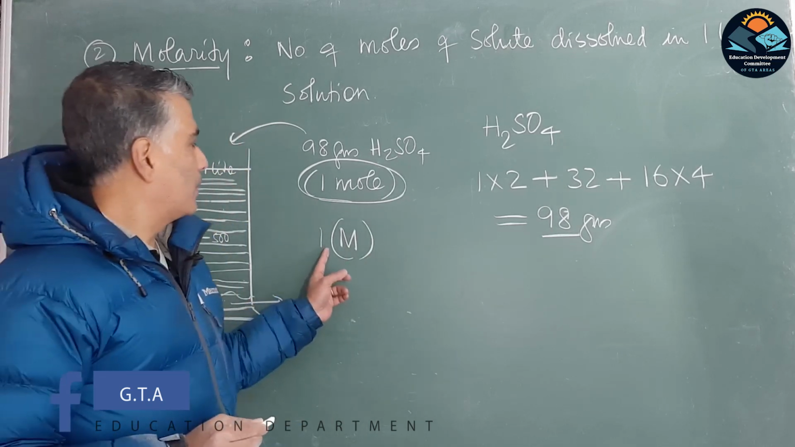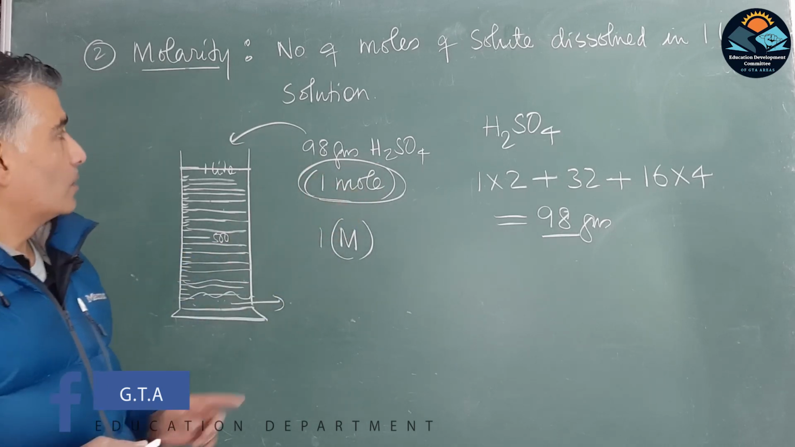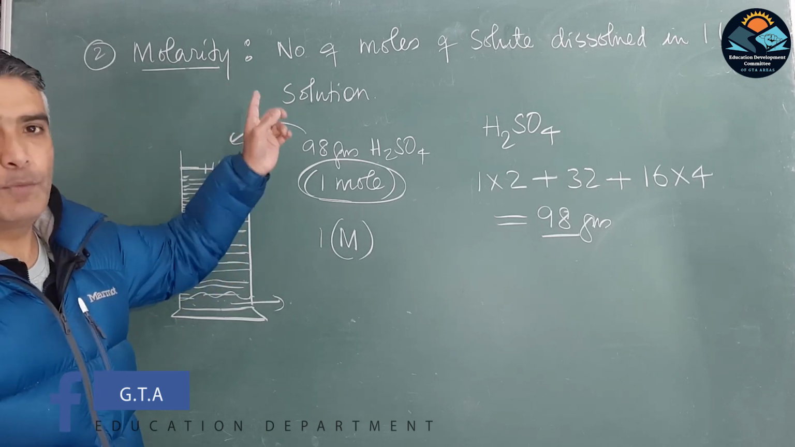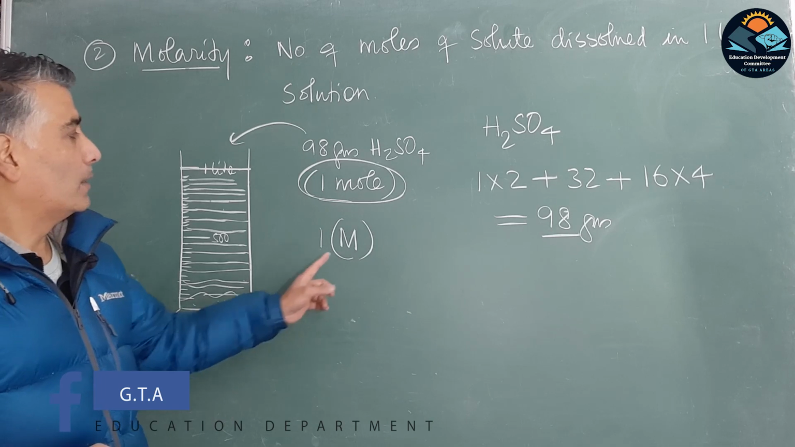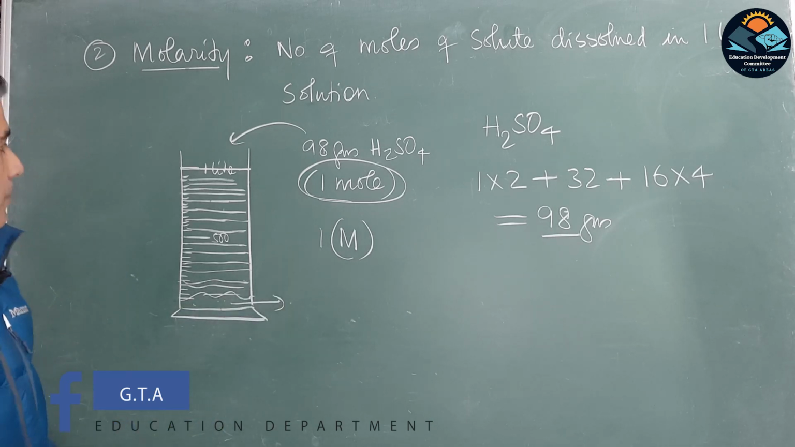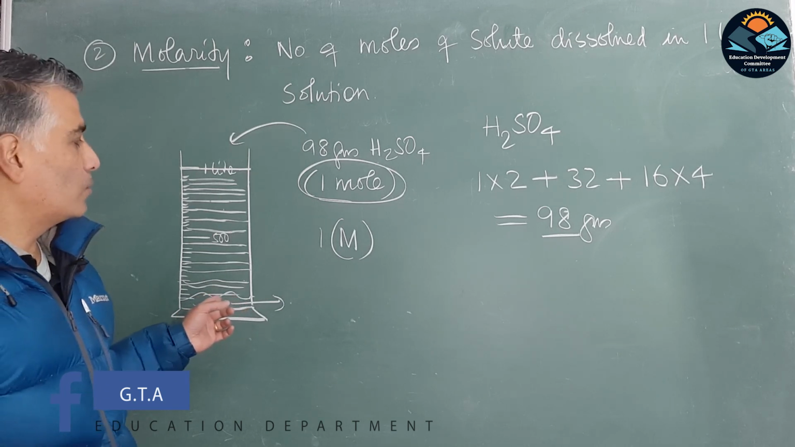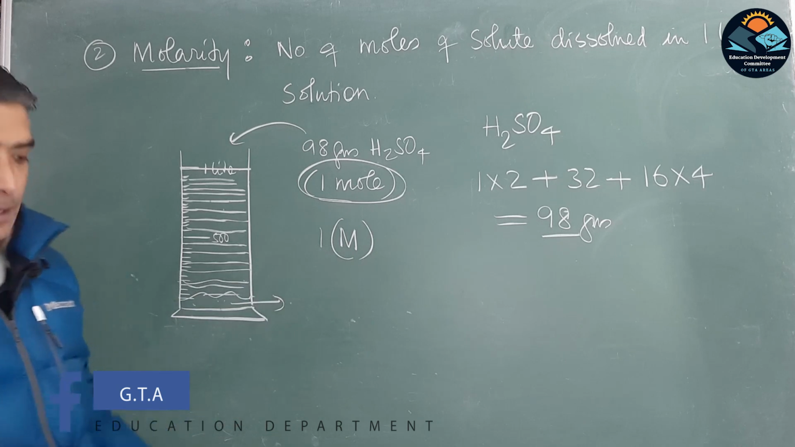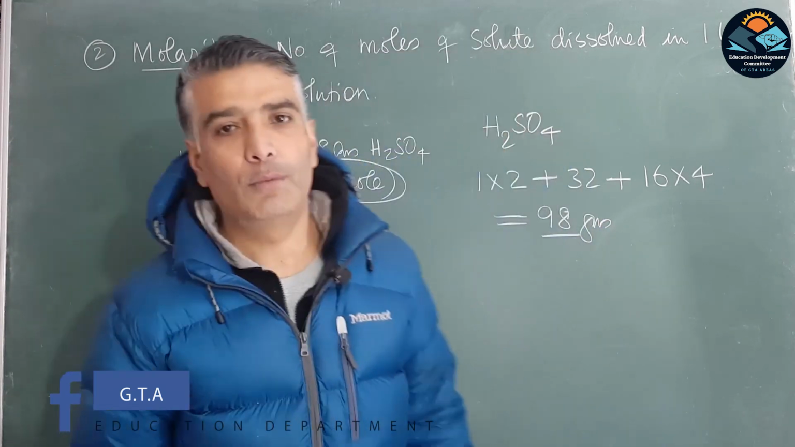Why is it 1 molar? Because in 1 liter of solution, I've got 1 mole of solute, that is 98 grams of sulfuric acid. So that's the meaning of molarity. Molarity is the number of moles, whether 10 moles, 5 moles, whatever number of moles of solute you've got in 1 liter of solution, that's known as molarity. For example, if you've got 10 moles of sulfuric acid in 1 liter of solution, the molarity, or the concentration of the solution, is going to be 10 molar. So this is how one can express the concentration of a solution in this next term called molarity.